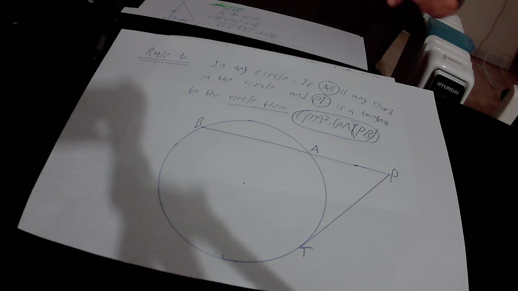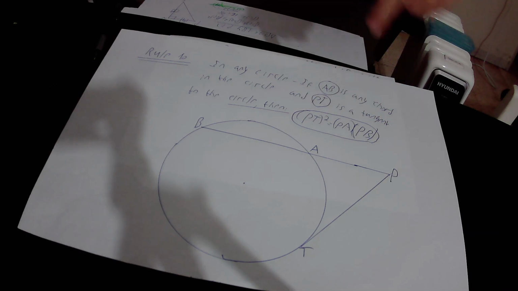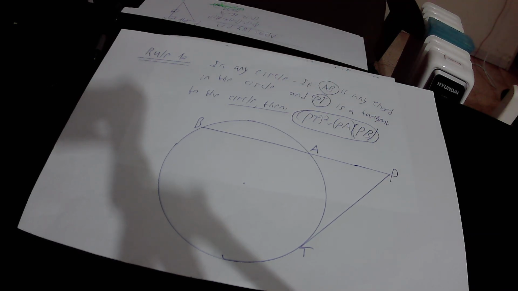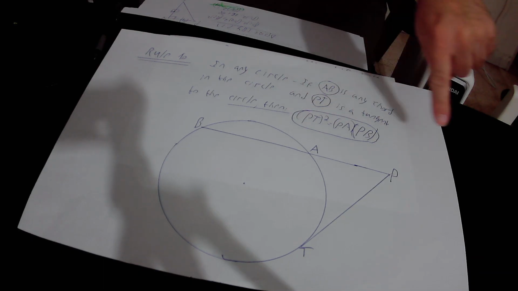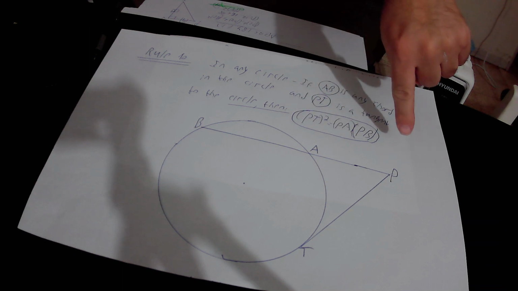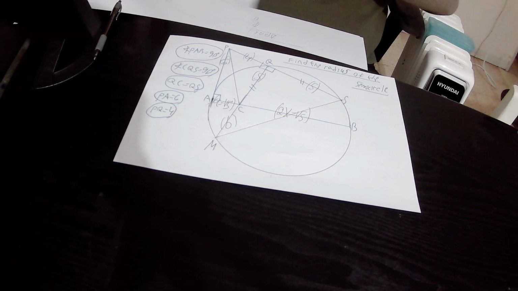Again, here we have tangent PT is tangent to the circle at point T. AB is a chord in the circle. So according to this rule, rule number 10, PT square equals PA times PB. We can implement rule number 10 in our drawing.